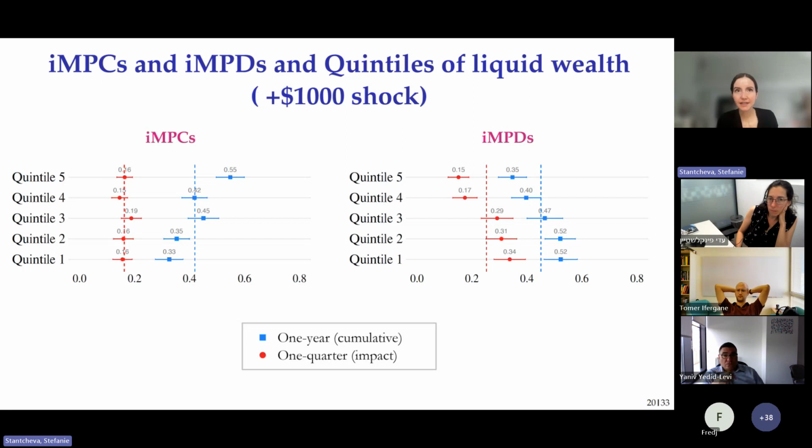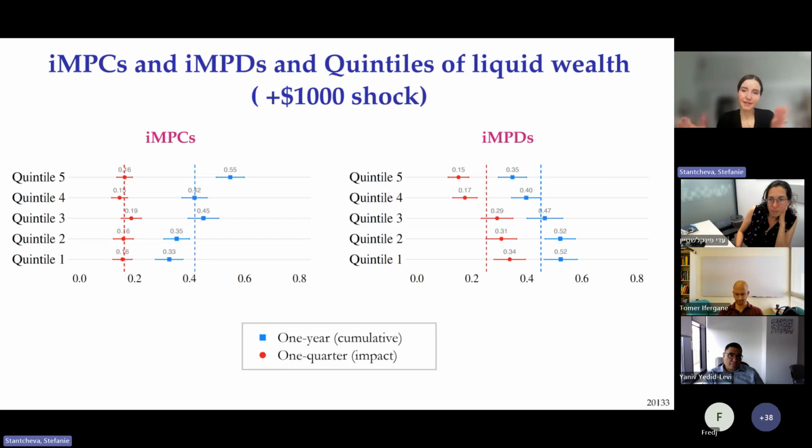When you look over the year, that's when you see a difference, where higher wealth households have higher MPCs. We'll come back to that little puzzle, but it's already been documented in other work. So our intuition that it's the lowest wealth households that will spend more is not borne out here, and we'll talk about why that's the case.